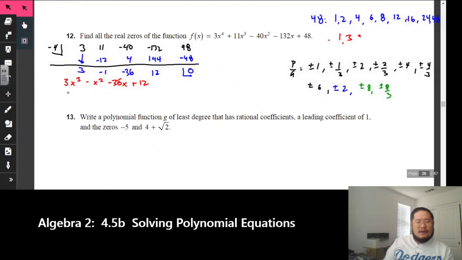We'll try 1/3. So I want to repeat this synthetic division process right here. And I want to use these numbers. No need to use the original. Let's use the numbers right here since it's a little bit less. And let me put it right here. I'll have 1/3 in the top corner. And let's use the numbers 3, negative 1, negative 36, and 12. And let's repeat our lovely synthetic division right here.